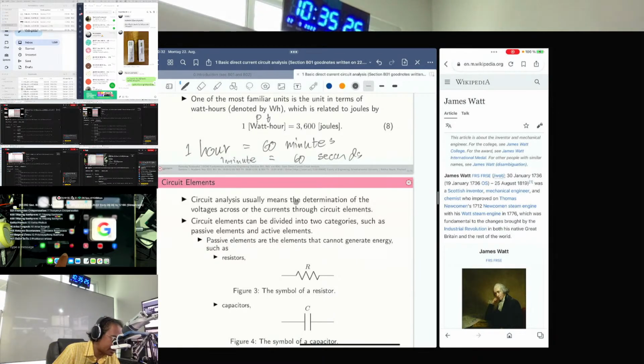Circuit analysis means the process to determine the voltage or the current across the circuit or through the circuit elements. What is a circuit element? Circuit elements are the components that we use to build up the bigger circuit. Okay, it can be classified into passive elements.